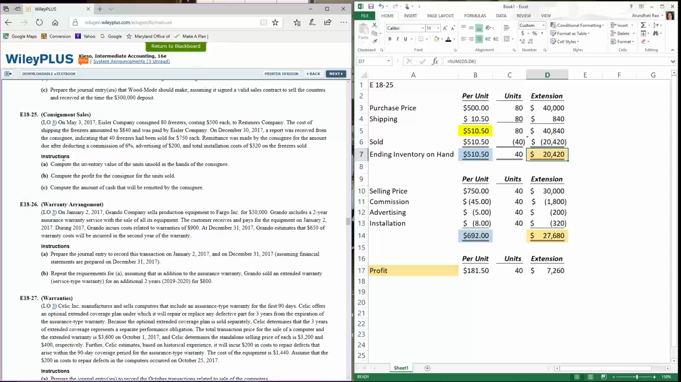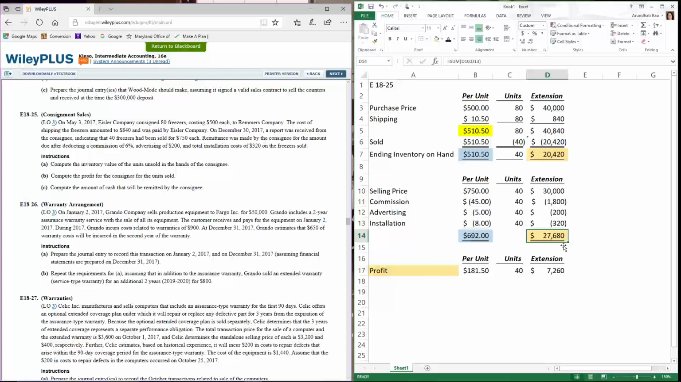So now if you come back and look at the instructions, look at the three things they've asked us for. Compute the inventory value of the units unsold on hand. So ending inventory, they want to know this number, 20,420. Next is, what's the profit for the consignor? The profit we calculated to be 7,260. Last question, compute the amount that they're going to remit. We already know that amount. They don't give the full 30,000, they subtract these amounts and what they remit. Remit simply means to send. What the consignee sends to the consignor is 27,680.